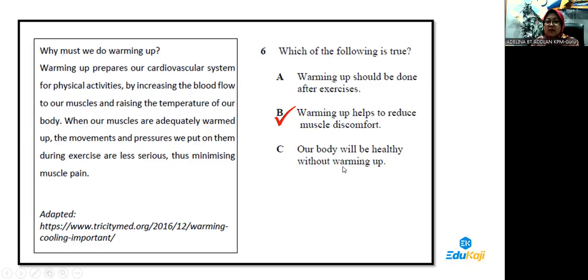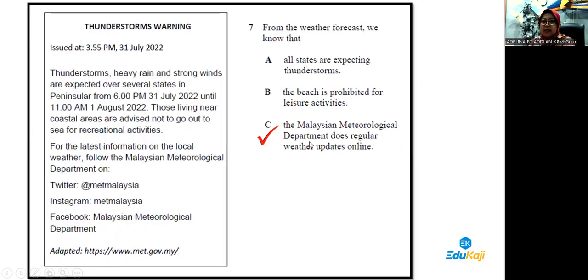C, our body will be healthy without warming up. Not to say that we will be healthy, we will probably get some muscle cramps if we don't warm up. Not healthy. So therefore, the one that is true is B. Okay. Alright. Number 7. This is probably a weather forecast about a thunderstorm warning. And this is again asking students in general, what is the forecast about? Right. So the answer is C.